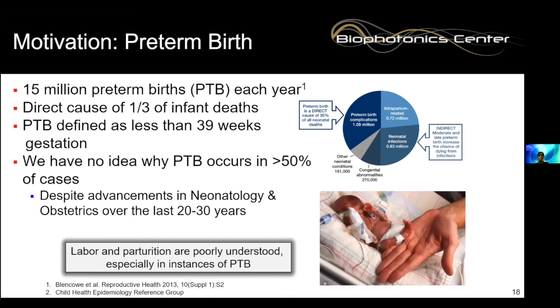One is for doing preterm birth detection. Preterm babies, who can be as small as the size of your hand, is significant. 15 million preterm births occur each year, globally speaking, and is a direct cause for about 1/3 of infant mortality rates. Preterm birth, by the way, is defined as any baby that's born before 39 weeks, and many are born as short as 24 to 27 weeks. Those are truly preterm. And despite very significant advances in neonatology and obstetrics, very little really is understood about labor and parturition, or the pregnancy process.